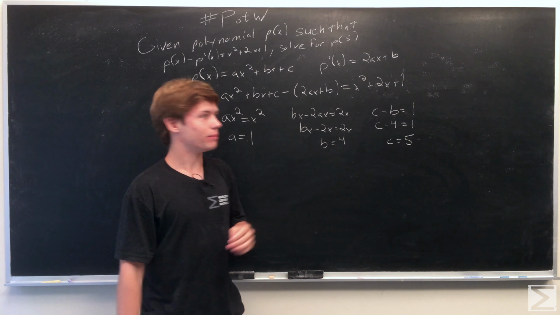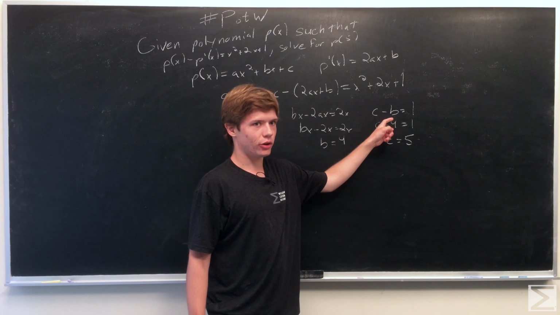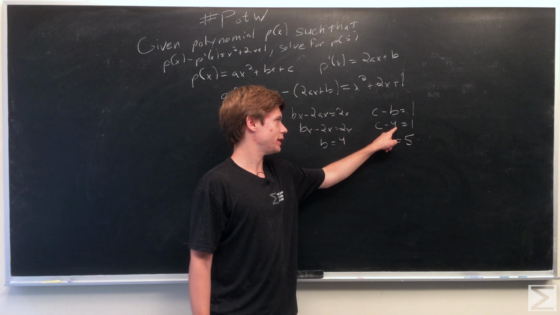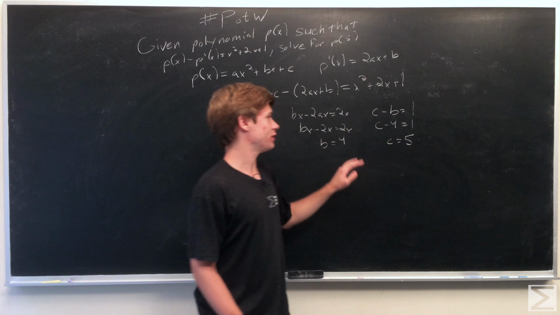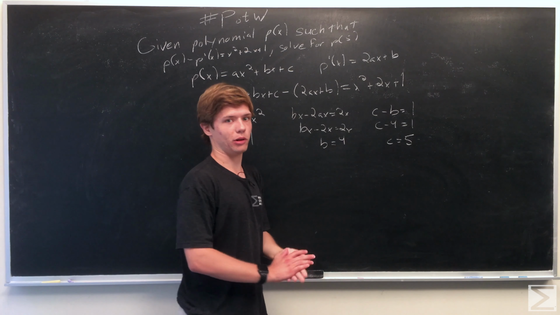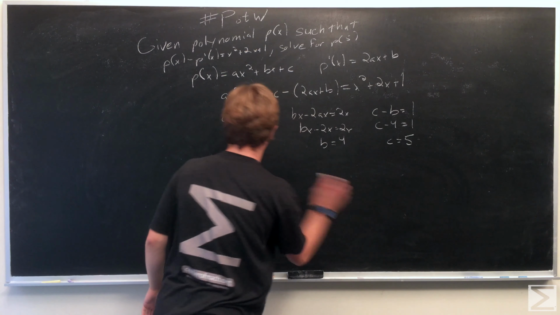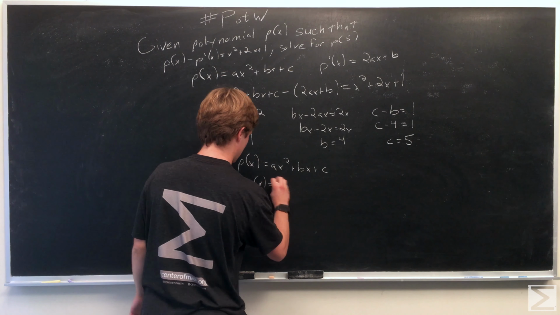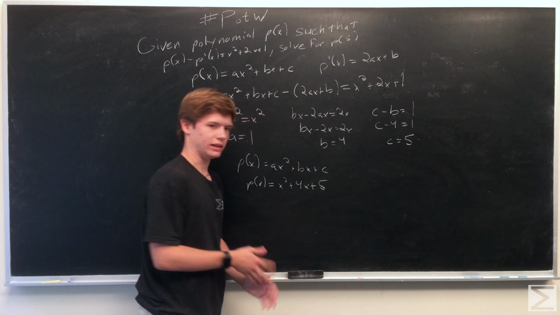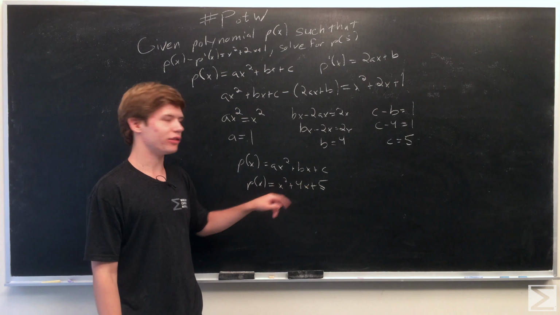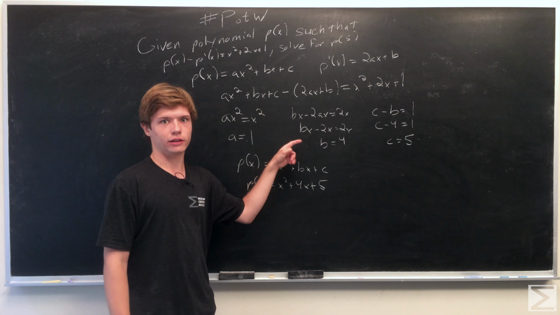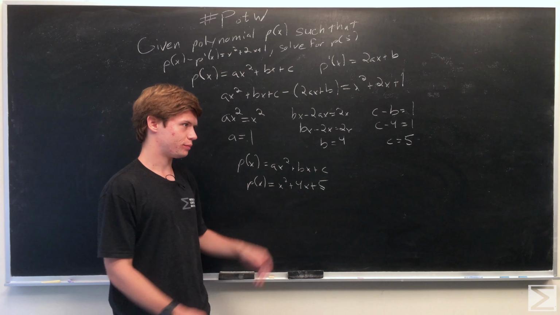And then finally, we have c and b as the unknowns. Plug in 4 as b. We find that c is equal to 5. So given that we know the unknowns, we now write the original polynomial. As you can see, we find that p of x equals x squared plus 4x plus 5, just taking these values of the unknowns and plugging them back in.